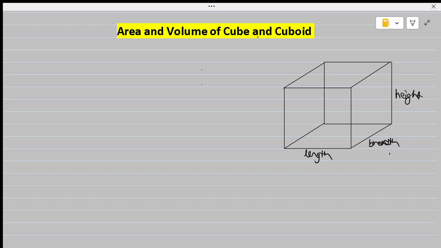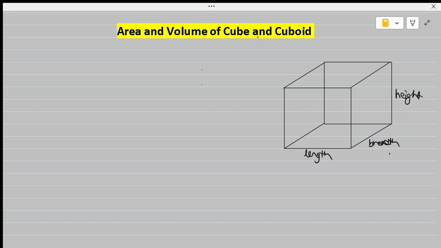We may see this in our room also. If it's not a square room, then one side on the floor is longer and one side is shorter. The longer one we call length, the shorter one we call breadth, and the vertical one we call height. So these are the three dimensions.